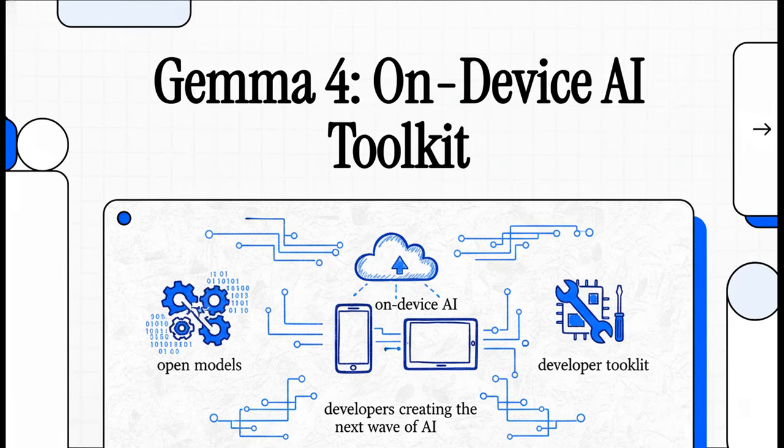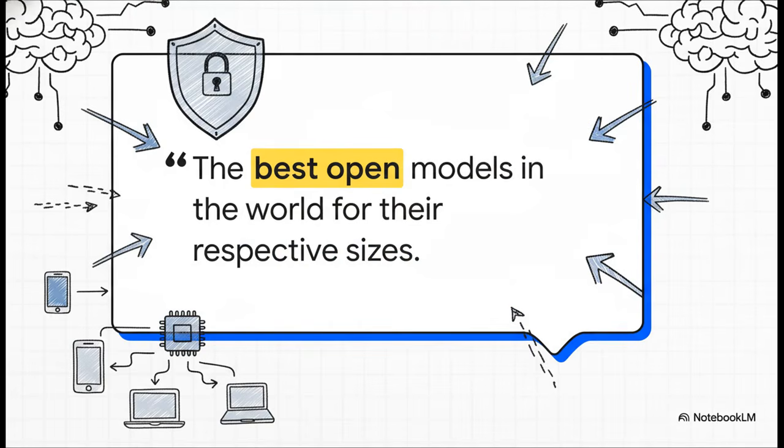Today we're going to dive into Google's Gemma 4. It's a brand new toolkit of open models, and it's really built from the ground up for developers who are creating the next wave of AI. So let's just start with this pretty bold claim from the CEO of Google DeepMind, because Gemma 4 isn't just some minor update. No, this is a really big shift towards AI that's powerful, private, and accessible enough to run right on your own hardware.